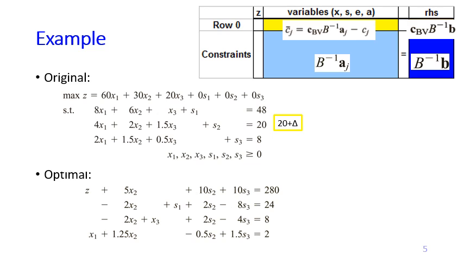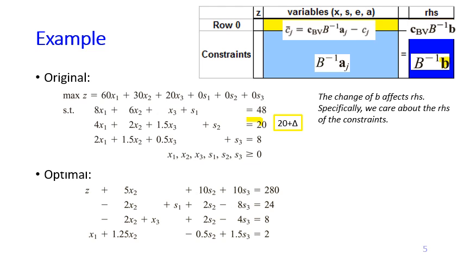Now if we look at this formula, when we change the value of a right-hand side here, it corresponds to the change in the notation of small b. The change of the small b affects the right-hand side of our optimal table. And specifically, we care about the right-hand side of the constraint part.